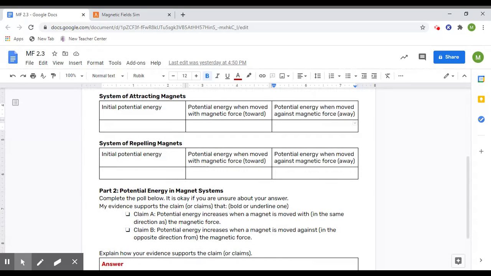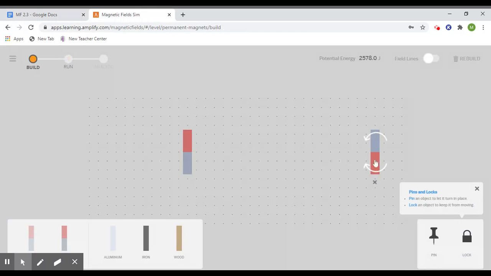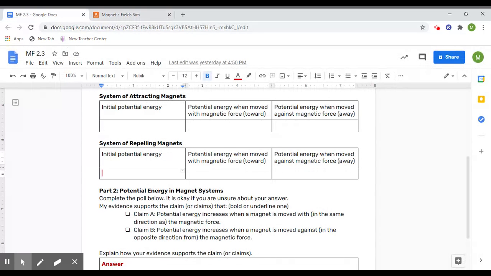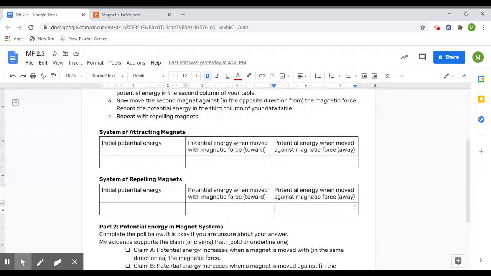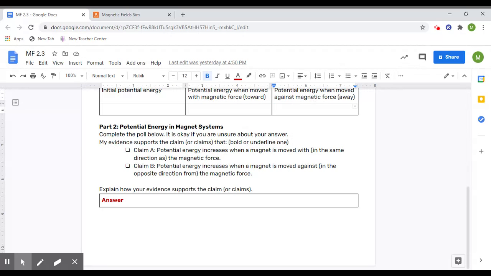Now you're going to do the same exact thing, but with magnets that are repelling. So move them a medium distance, and repelling magnets look like this. Same thing here, move it towards the magnetic force and then move it away. After that, you are going to complete the poll or the question below.